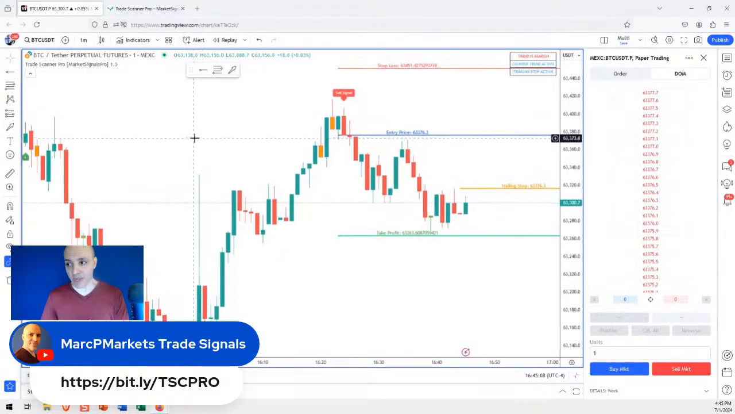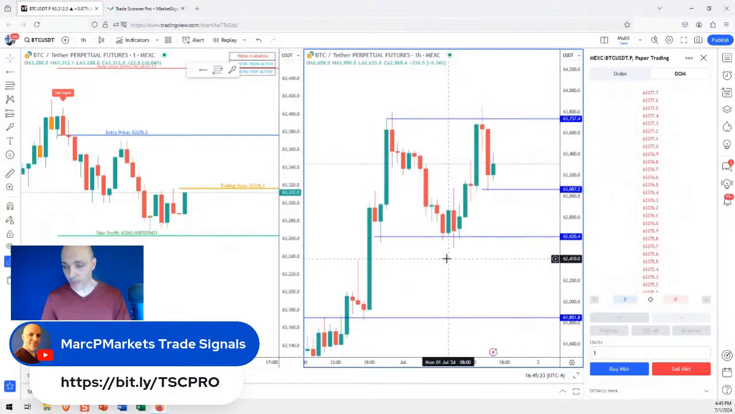And that's what I want to illustrate. I want to show you what to expect. By watching a video like this, you should have a better idea of how the TradeScanner Pro works and how I went into this trade, because you don't just take random signals. You cannot do that. You have to use some form of context.